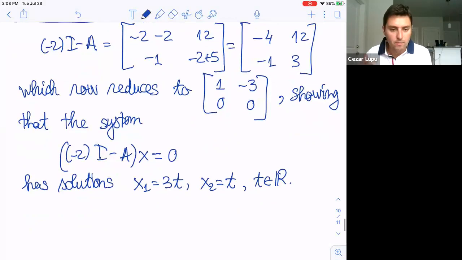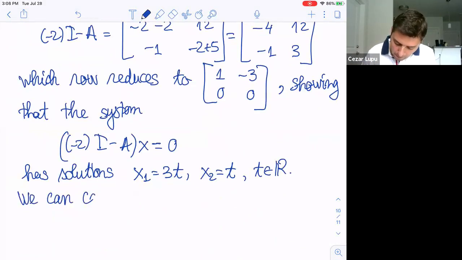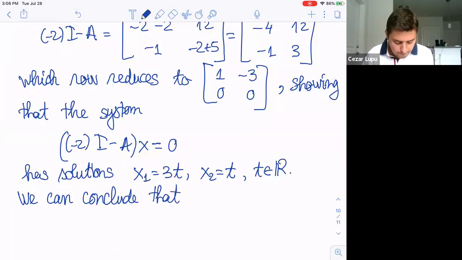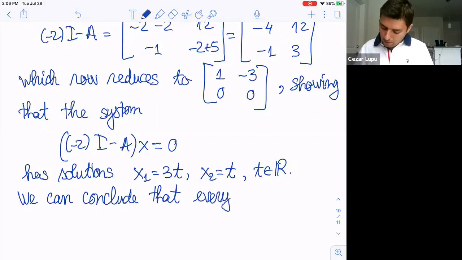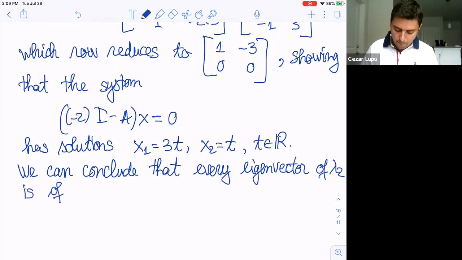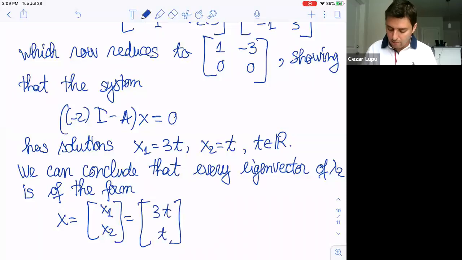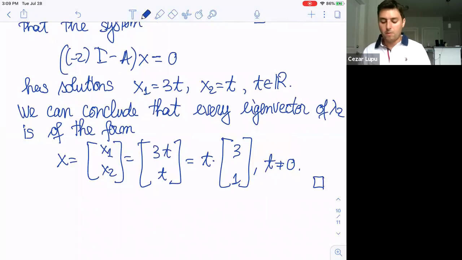Something like this. Anyway, I'll leave it to you as an exercise to do the computations to verify everything. But let me see, yeah, I think that should be okay. So we can conclude now that every eigenvector of lambda 2 is of the form x, x1, x2, equals 3t, t, and we can factor here, this is t times the vector 3, 1. And that's it. Oh my, that was something.